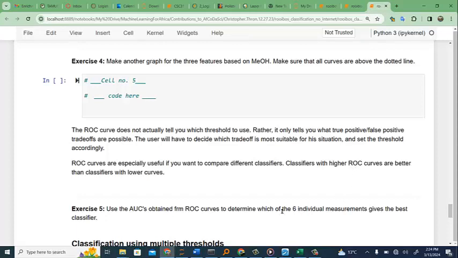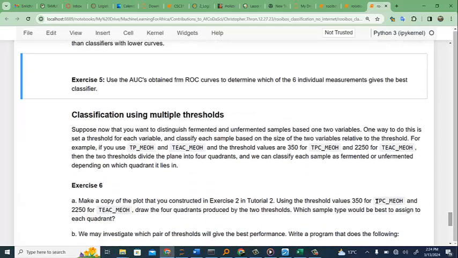And then please answer this question. And then we will stop here. We will not do classification using multiple thresholds. That's a little bit involved, and it's really not that useful. When you have multiple features, you typically are not going to use multiple thresholds. You'll use another method. Okay.